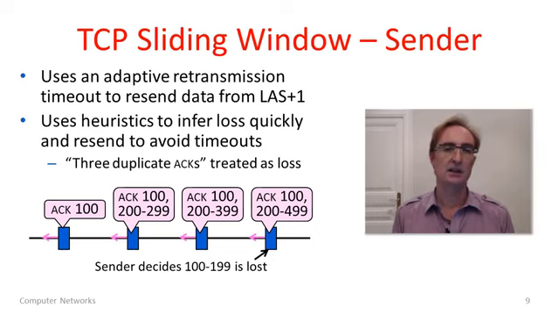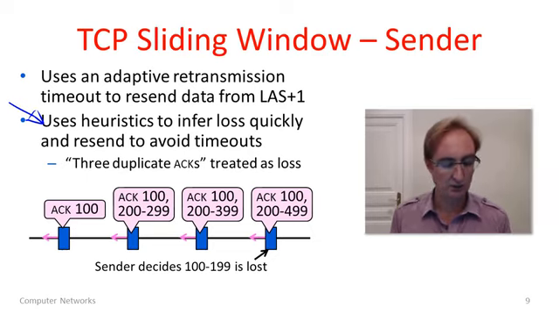At the sender, TCP uses an adaptive timeout strategy, retransmissions based on this adaptive timeout, to resend the data. When that timeout goes out, from the highest acknowledgement number, the next expected byte onwards. However, and this is the clever bit for TCP, TCP uses a variety of heuristics to infer loss quickly so that it can resend the data and avoid these timeouts. And it does that by using information in the ACK stream. There is a 3 duplicate ACKs rule of thumb that's used to find loss.